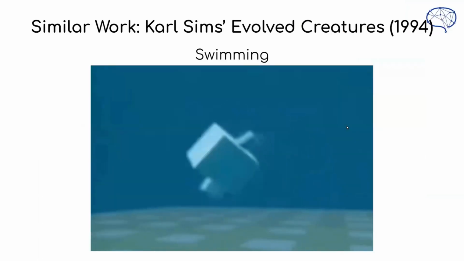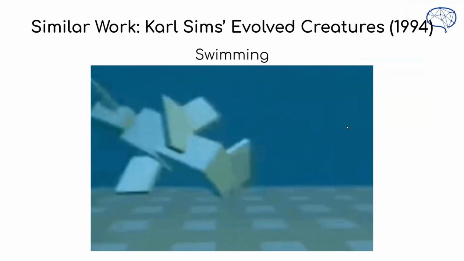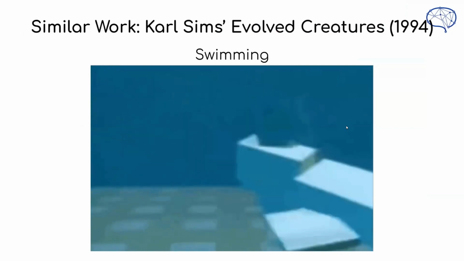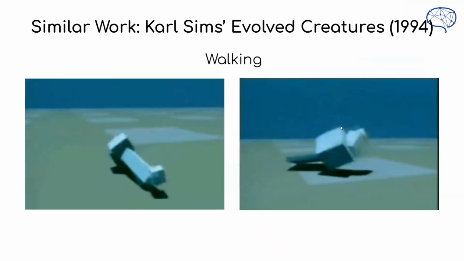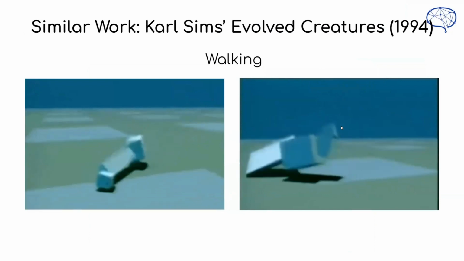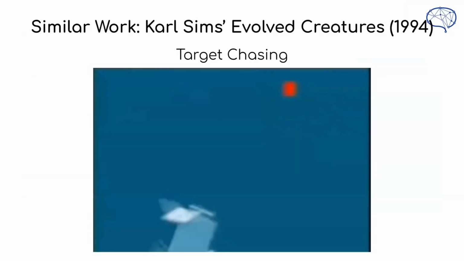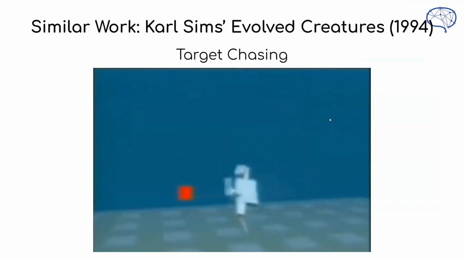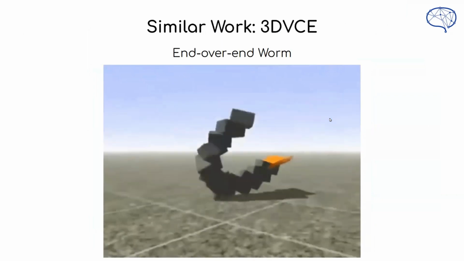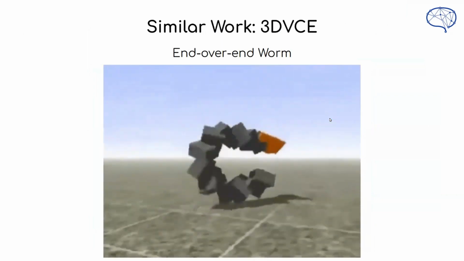So we can also look at a couple of results from the original paper. We've got some very cool paddling motion seen here for the swimming environment, as well as some various types of walking motion, including some rowing and a worm-like thing. And then we've even got more complex behavior in target chasing, where we're going towards a vector position that's variable. We've also got some re-implementations of this work through something called the 3D virtual creatures evolution.